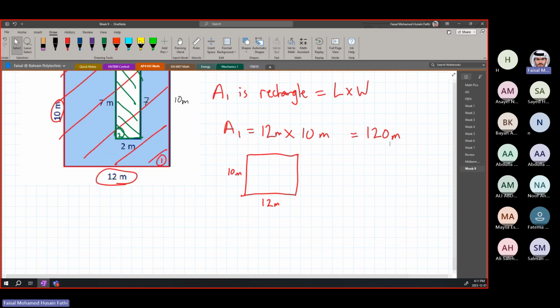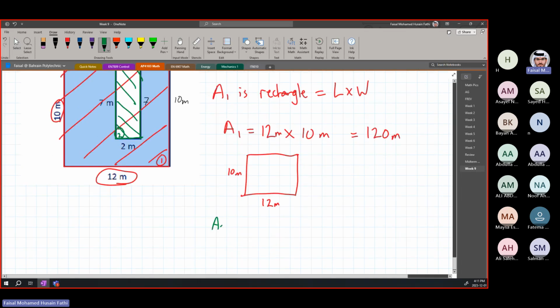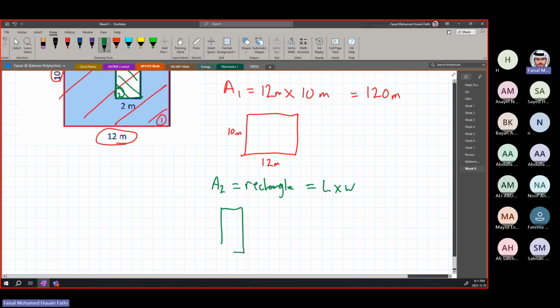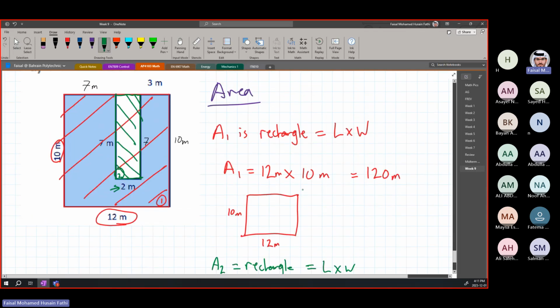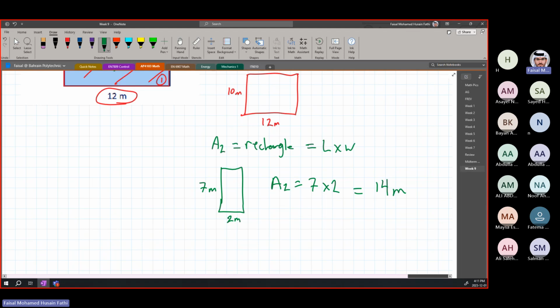If we look at the area of this green shaded part now, the area 2, it's also a rectangle, so it's equal to length times width. The shape is like this, where we know that this side is 2 meters, and the width of it is 7 meters. So area 2 is simply equal to 7 times 2, or 2 times 7, it's the same thing, which is 14 meters.